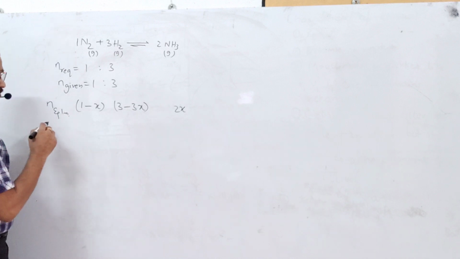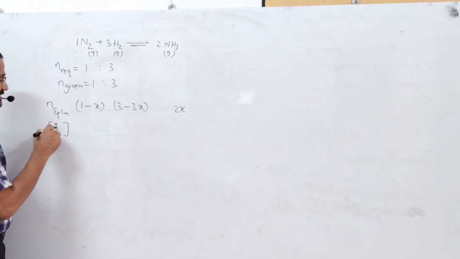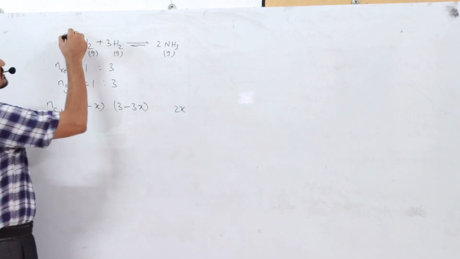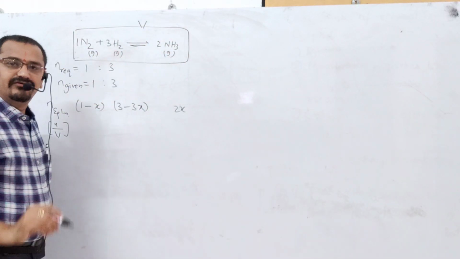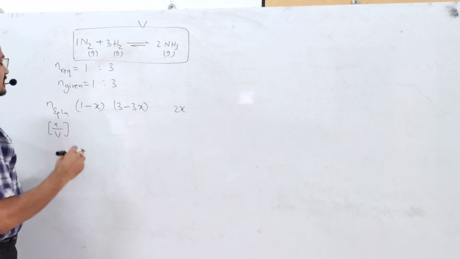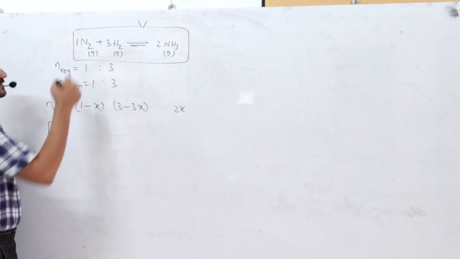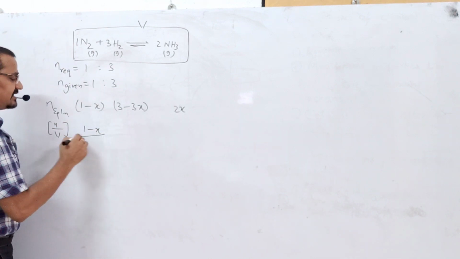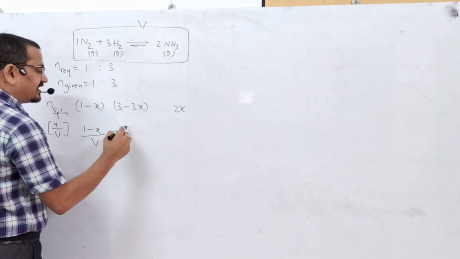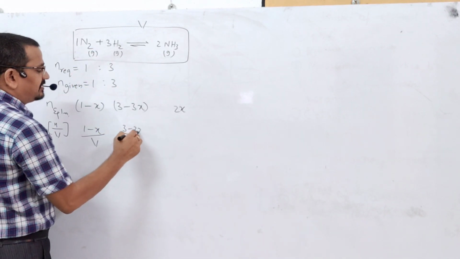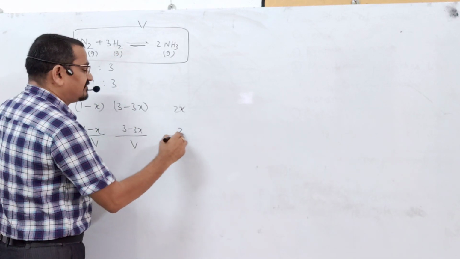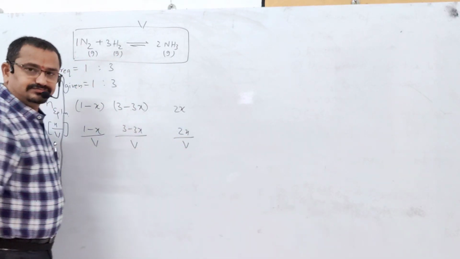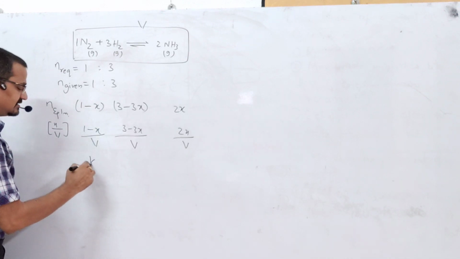If you are dealing with the concentration, what's meant by concentration? Number of moles per unit volume. Suppose this whole reaction is taking place in a vessel of V liters. So concentration of nitrogen at equilibrium will be 1 minus x by V. Concentration of hydrogen at equilibrium will be 3 minus 3x by V, and concentration of ammonia at equilibrium will be 2x by V. Using which we can solve Kc.